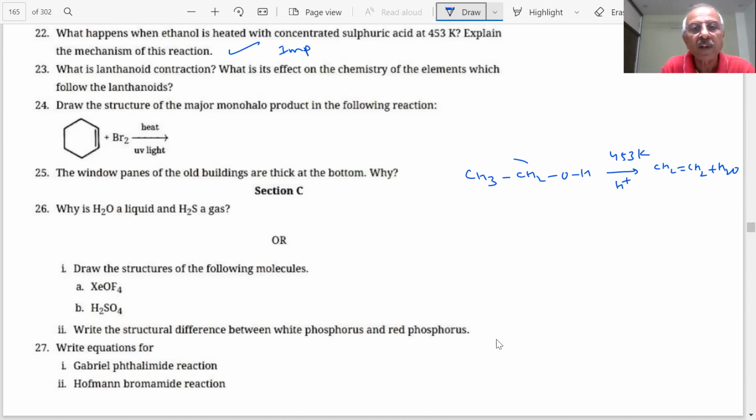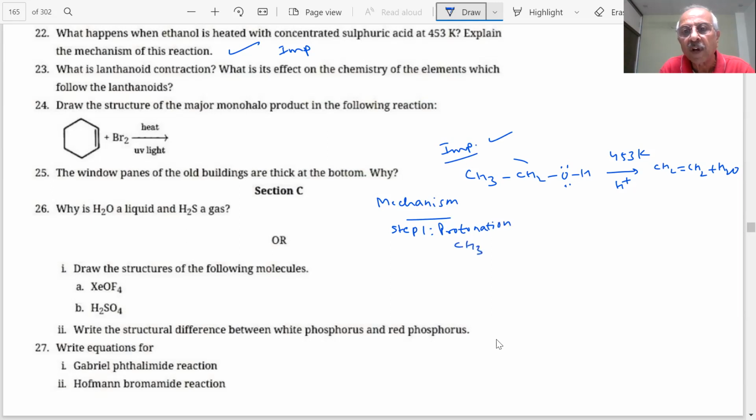Now the mechanism is very important here. There are 3 steps, student. I said that this is an important question, student, and can be asked in the paper. So in step 1, we know what happened. This is protonation. The first step is protonation, student. Step 1, protonation. Important question for the paper, student.